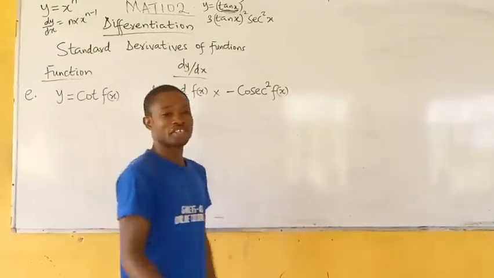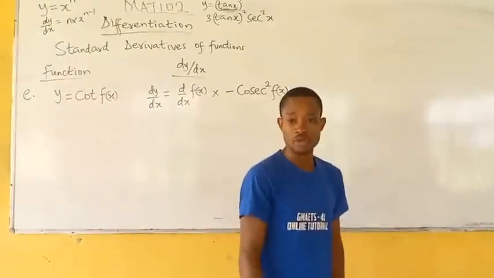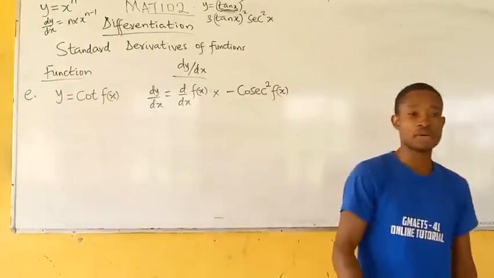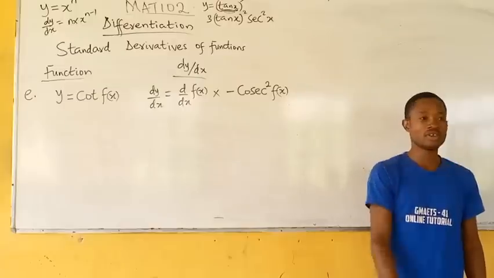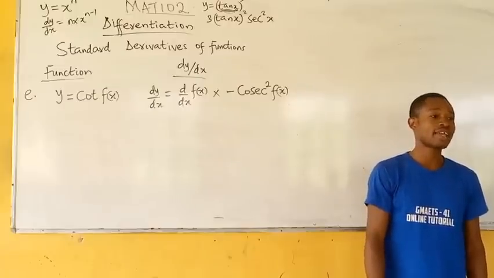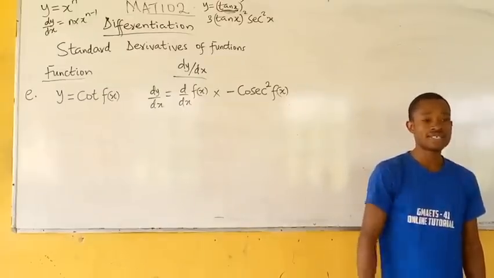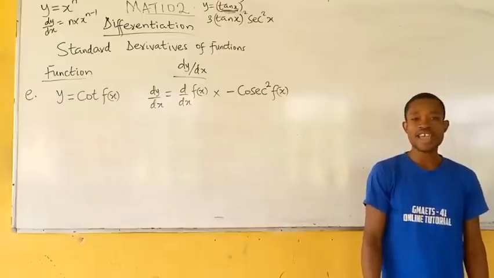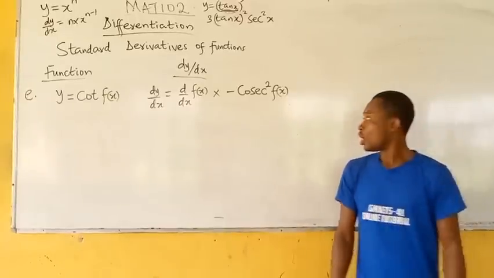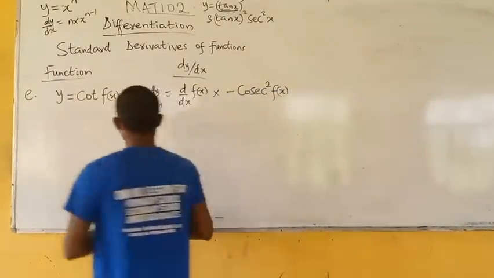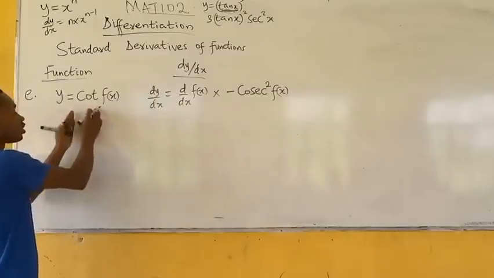I know in trigonometry, cot is 1 over tan. True or false? Don't worry, we're going to a channel on Telegram where you will see all those identities. Cosec is 1 over sine. Sec is 1 over cos. Anyway, so that's the standard derivative of this function.